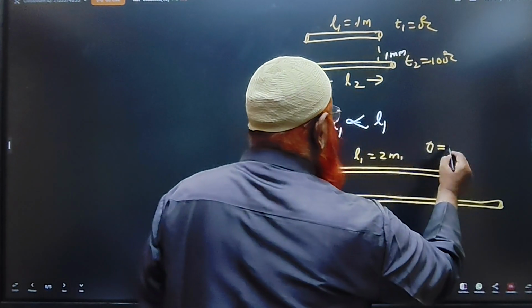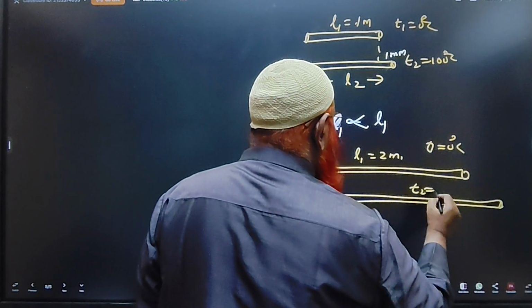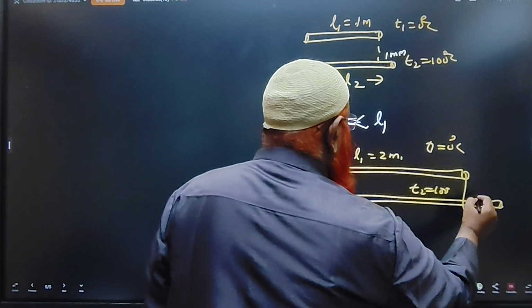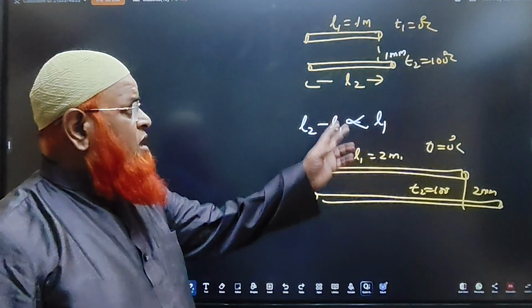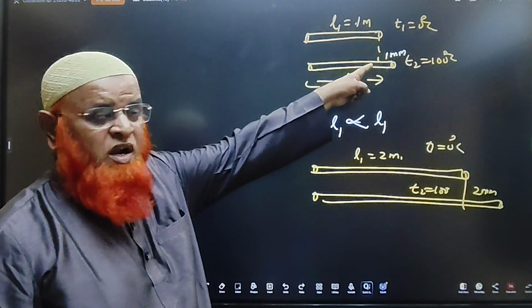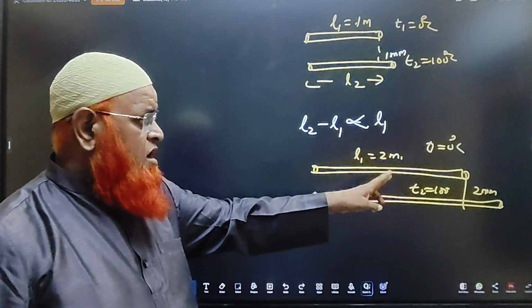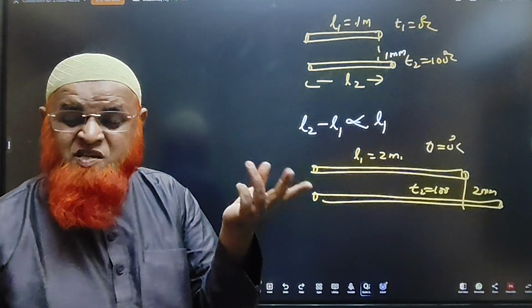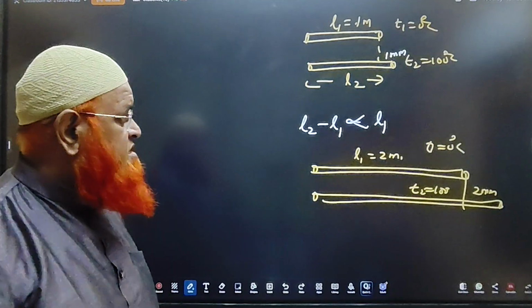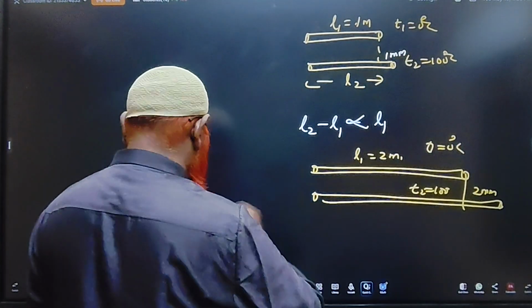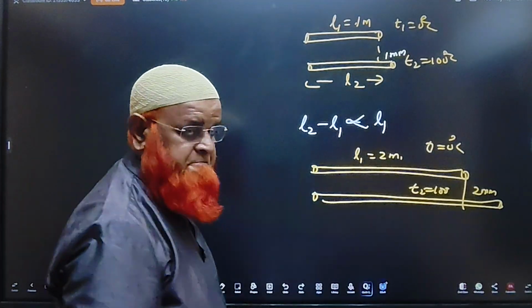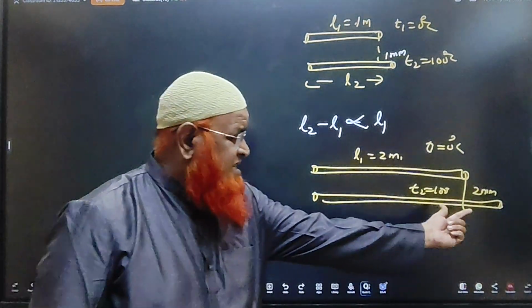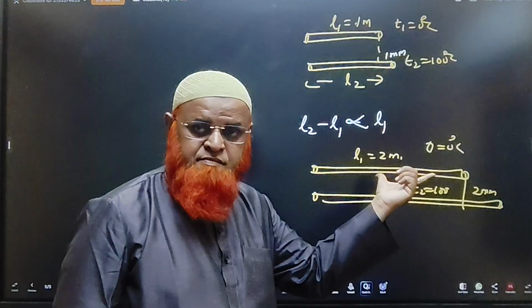So previously the temperature was 0 degrees Celsius. Now the temperature is going to be 100 degrees Celsius, so the length increases by 1 mm. A 1 meter rod, if you heat it to 100 degrees Celsius, increases by 1 mm. A 2 meter rod heated to 100 degrees Celsius increases by 2 mm. What do you understand from this? You will understand that the increase in length is directly proportional to the actual length. The increase in length depends upon the actual length.